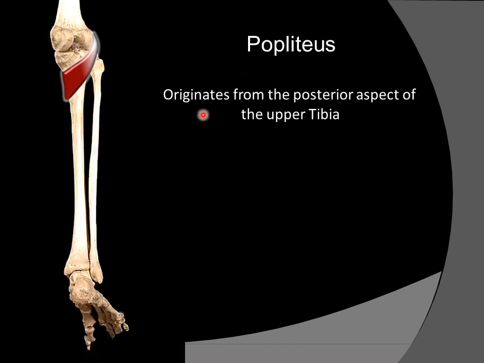Let us discuss boundaries of the posterior compartment of the leg. Anteriorly, it is bounded by the posterior surface of the tibia and the fibula and the interosseous membrane and posterior intermuscular septum. Posteriorly, it is bounded by deep fascia of the leg. As you can see here, this is the deep fascia of the leg, extending from the medial border of the tibia to the posterior intermuscular septum.